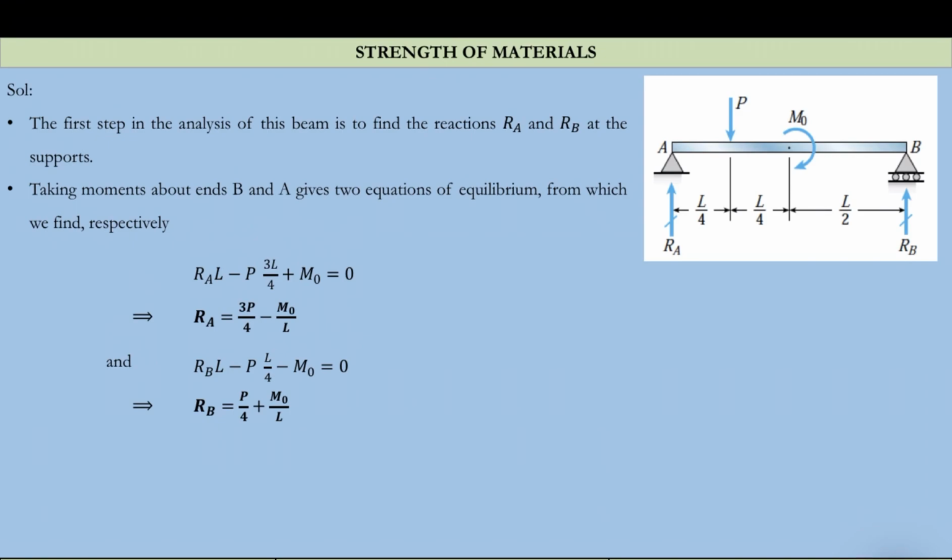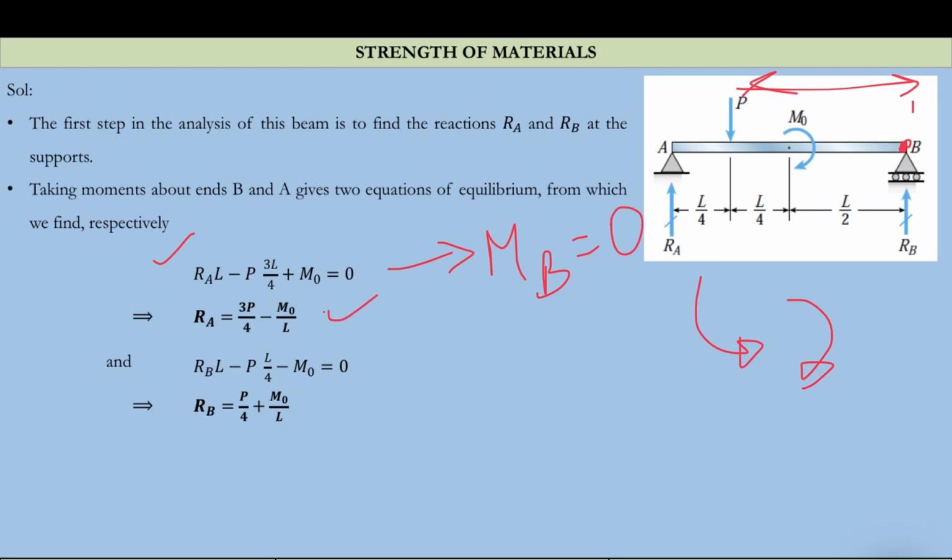moment. The first equation comes from taking moment about B equal to 0. So moment about B, this is our point of concern. RA will give RA into L. We are taking clockwise as positive. P has a distance of 3L by 4. This is in the anti-clockwise direction, so it is minus, and M0 is in the clockwise direction, so it will be positive. So RA comes out to be 3P by 4 minus M0 by L.